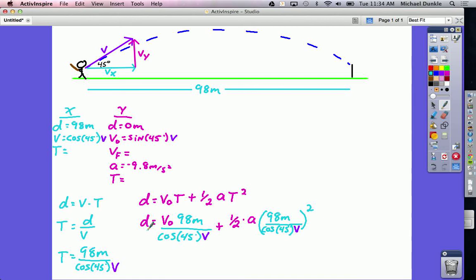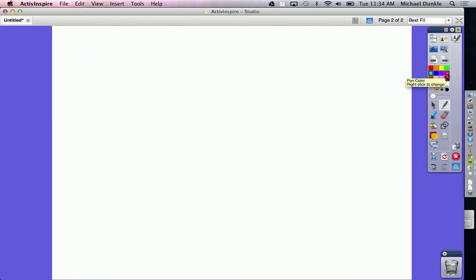Now I'm going to move to another slide for this, and you can follow along as we go. So our equation, when I plug in all of my numbers, my distance was 0 meters. My initial speed in the y direction was the sine of 45 degrees multiplied by the velocity that we're looking for. And also up there, I had the distance in the x direction, which was 98 meters.